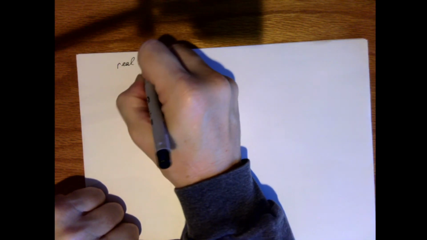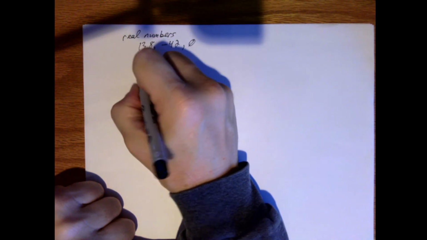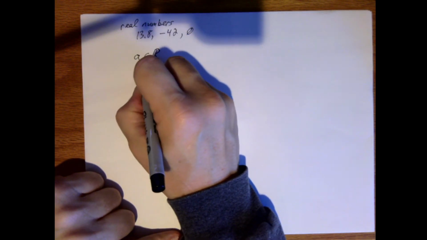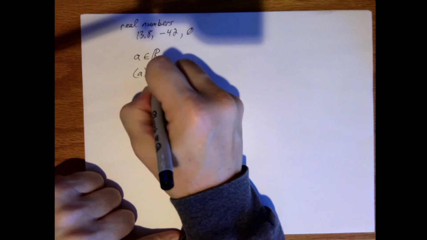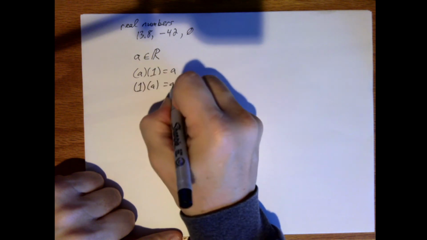So what do I mean by that? Well, if we're talking about real numbers, it's like 13.8, minus 42, 0, and so forth, right? We know, because there's an axiom with the real numbers that says if I take a real number A, and we could write like this, A is an element of the real numbers, this is what we call blackboard R, we know then that A times, and I'll use parentheses for multiplication, A times 1 is equal to A, and we know that 1 times A is equal to A, right?